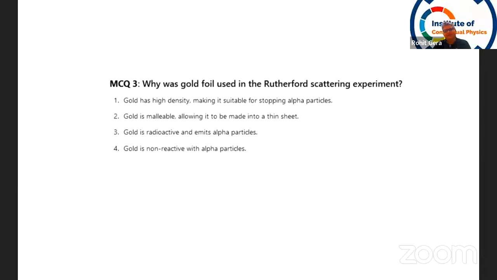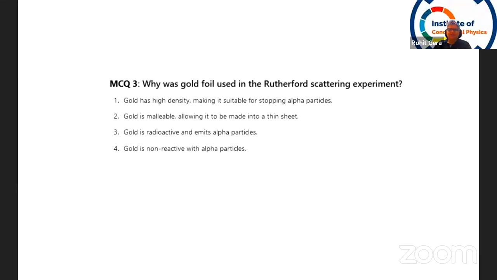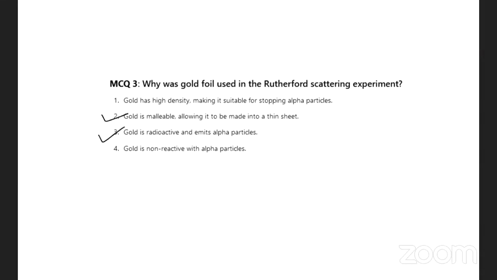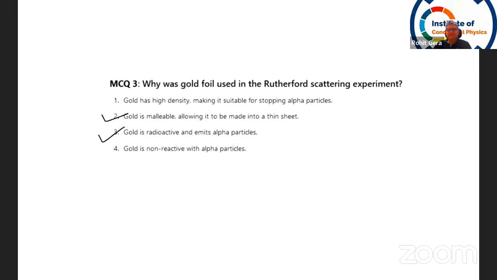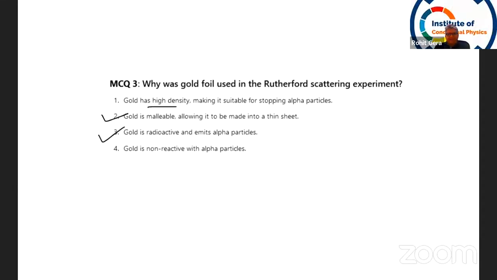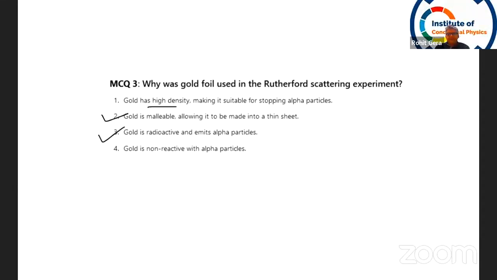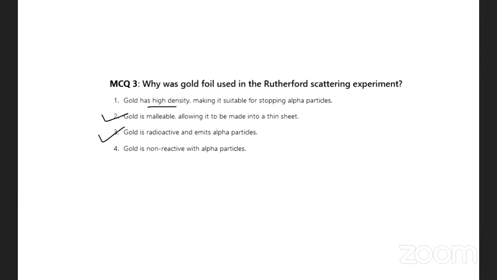Why was gold used? High density, I don't think so. Malleability means you can use it to make wealthy, but you can't use it for experiments. Radioactive, I don't think so. I never said it is radioactive. I never said it's malleable. I never talked about its density actually. Although its atomic number, the number of protons it has, is 79, very high. So it can easily... but tell me, why was it used?